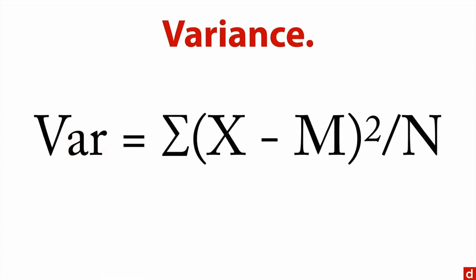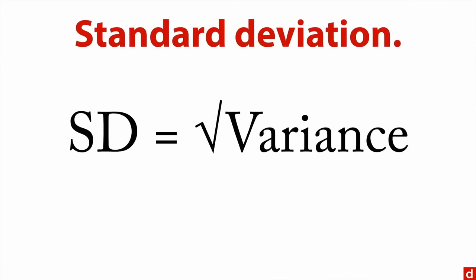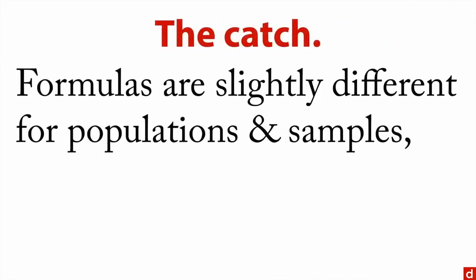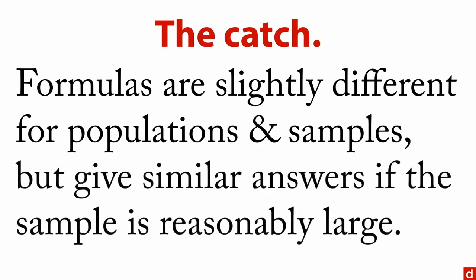So this is the formula for the variance, but now let me show the standard deviation, which is also a very common measure, and is closely related to this. Specifically, it's just the square root of the variance. Now, there's a catch here. The formulas for the variance and the standard deviation are slightly different for populations and samples in that they use different denominators. But they give similar answers, not identical, but similar. If the sample is reasonably large, say over 30 or 50, then it's really just a negligible difference.